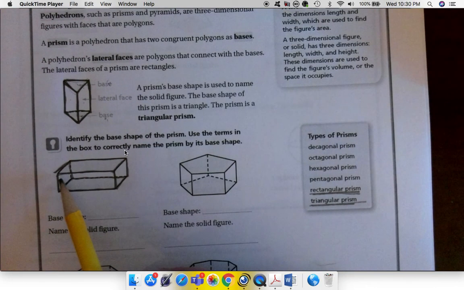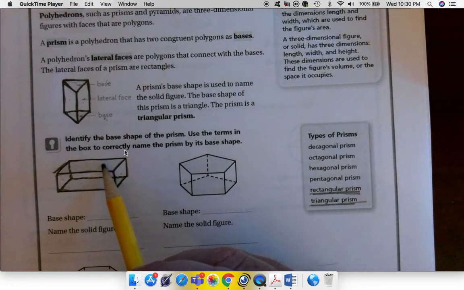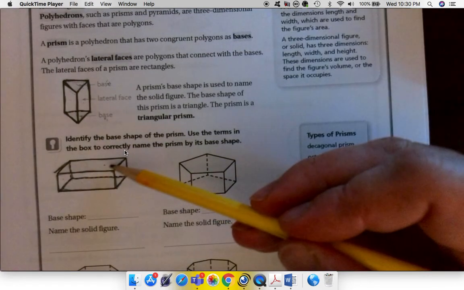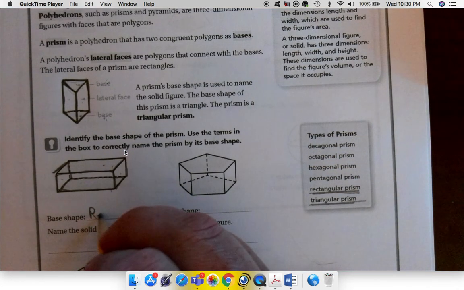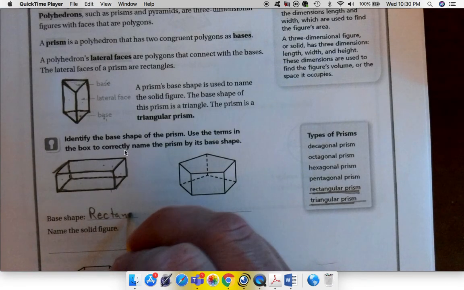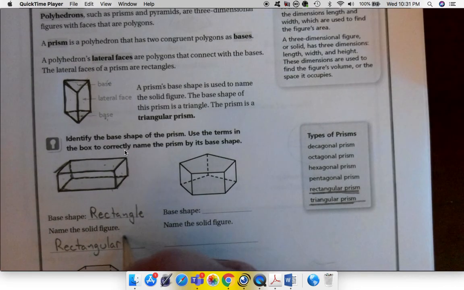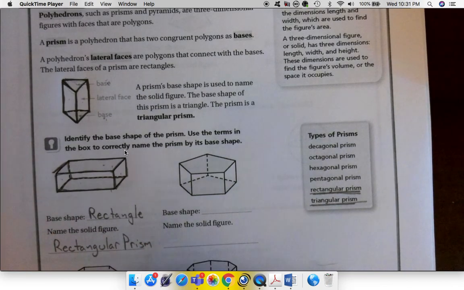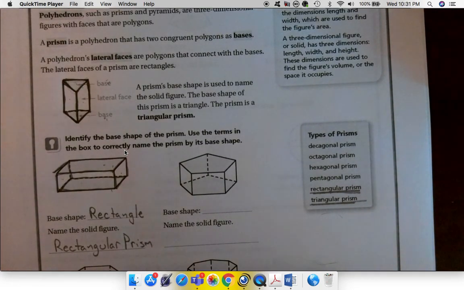For my lateral faces, one side, front, side, back, those are my lateral faces. They're all rectangles. The top is a rectangle, the bottom is a rectangle. So my base shape is a rectangle. All my lateral faces are rectangles, so it's a rectangular prism. Right there. Look what we have here. Look at your lateral faces. They're all rectangles.